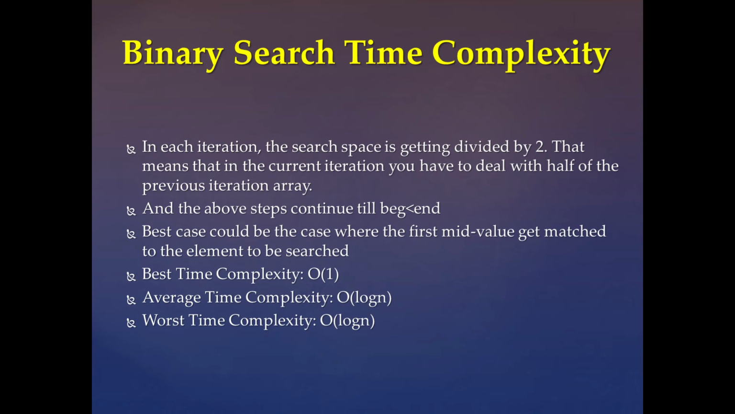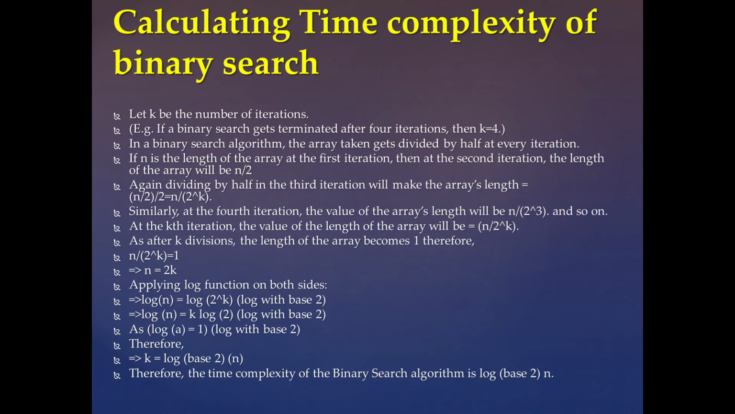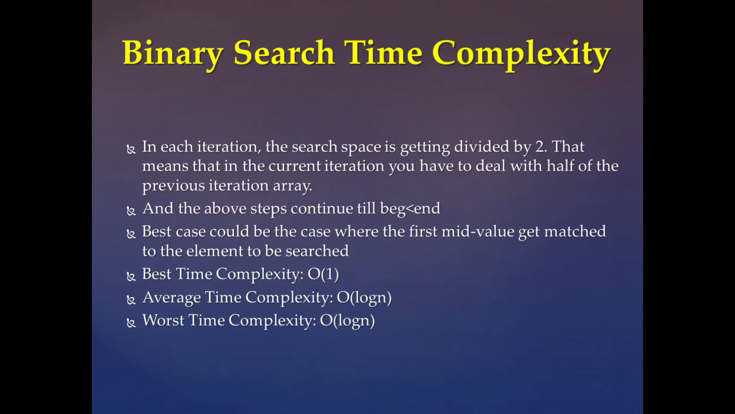How much time is taken by us to implement this approach or this logic? Simply, in each iteration the searching space is getting divided by 2. So the array is divided into two parts. That means the current iteration has to deal with half of the previous iteration's array or subarray. So the step continues until the size is less than 2.